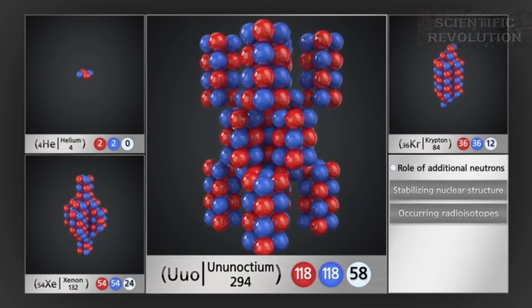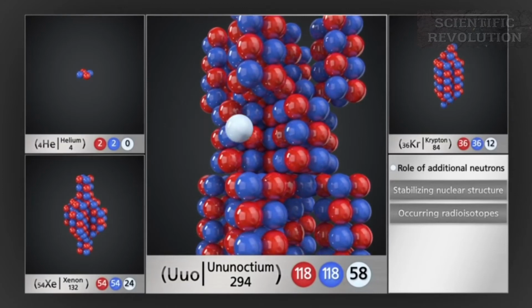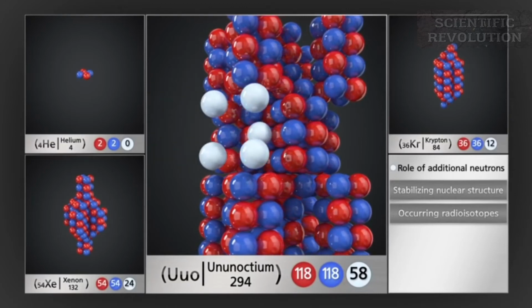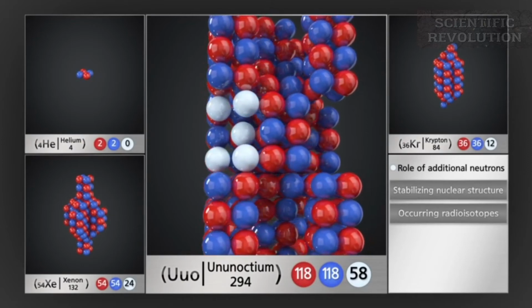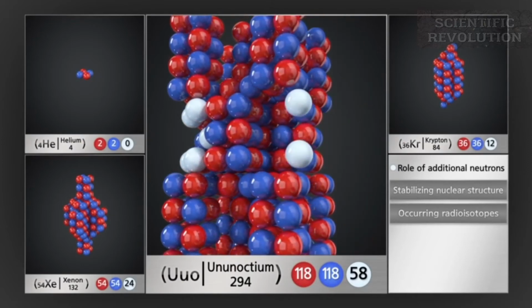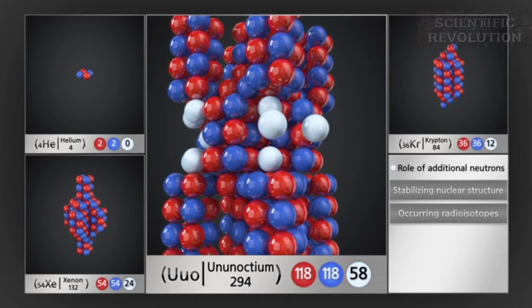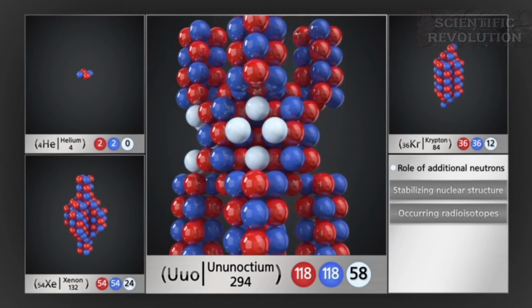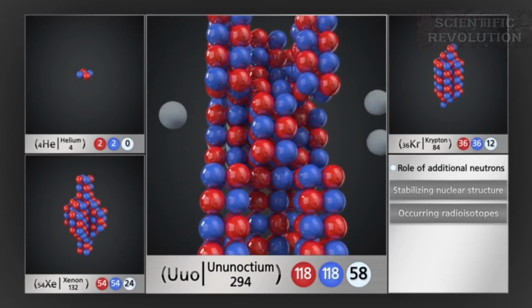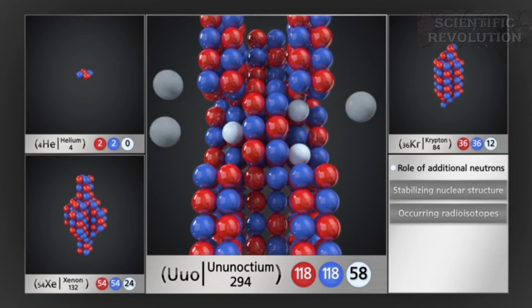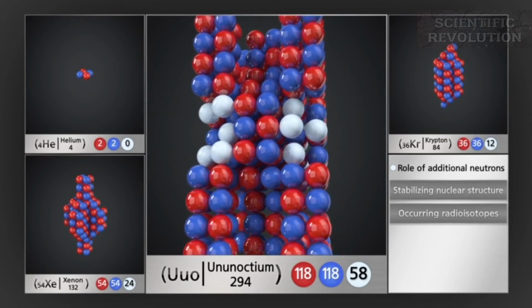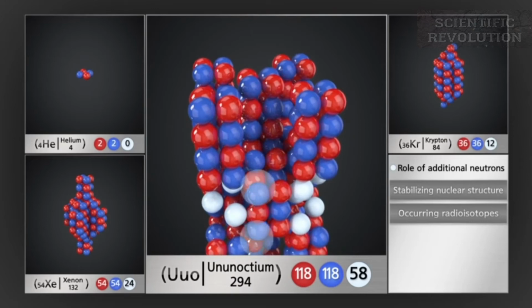The number of neutrons in the nucleus is higher than that of protons in most atoms. The role of these additional neutrons is to help stabilize the nuclear structure and to form radioactive isotopes. The additional neutrons of the atomic nuclei of noble gases are as follows. The number of additional neutrons in oganesson is 58.